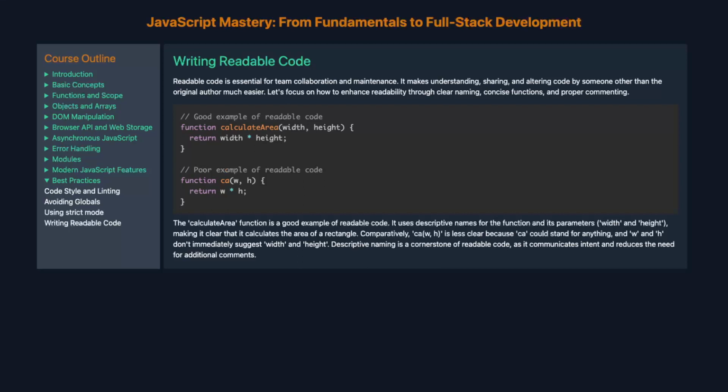The calculateArea function is a good example of readable code. It uses descriptive names for the function and its parameters, width and height, making it clear that it calculates the area of a rectangle. Comparatively, cAWH is less clear because cA could stand for anything, and w and h don't immediately suggest width and height. Descriptive naming is a cornerstone of readable code, as it communicates intent and reduces the need for additional comments.